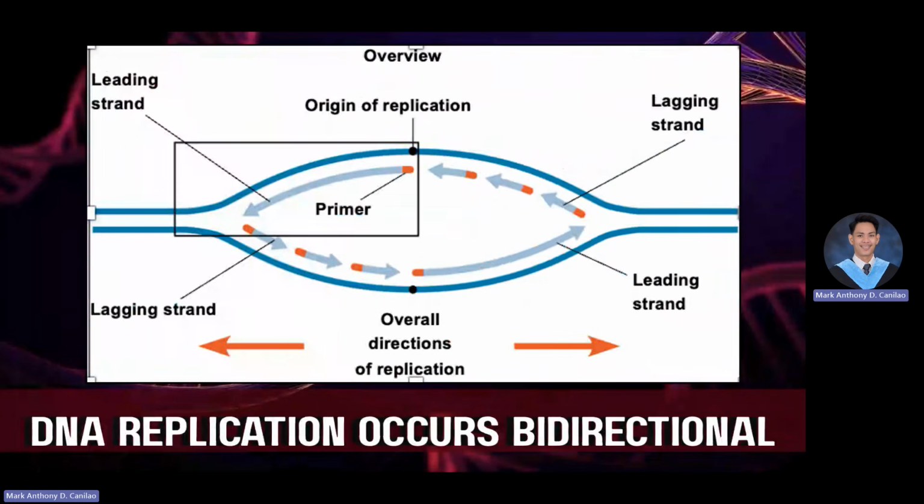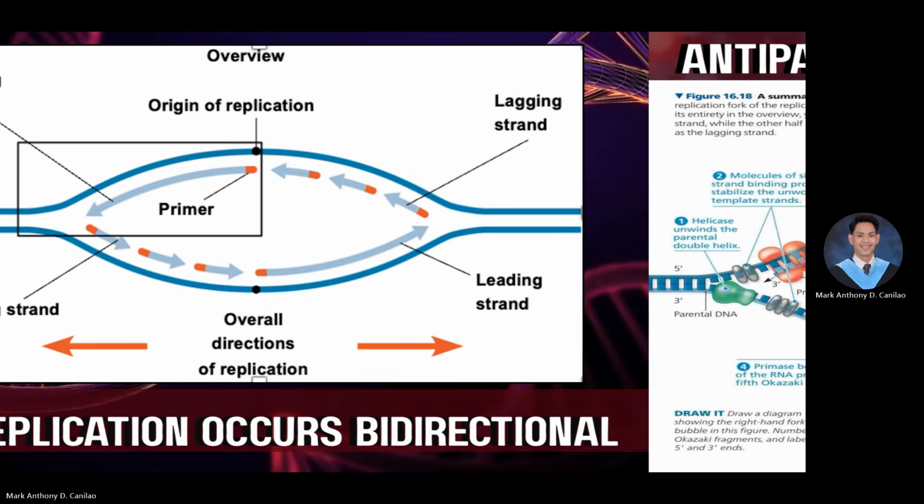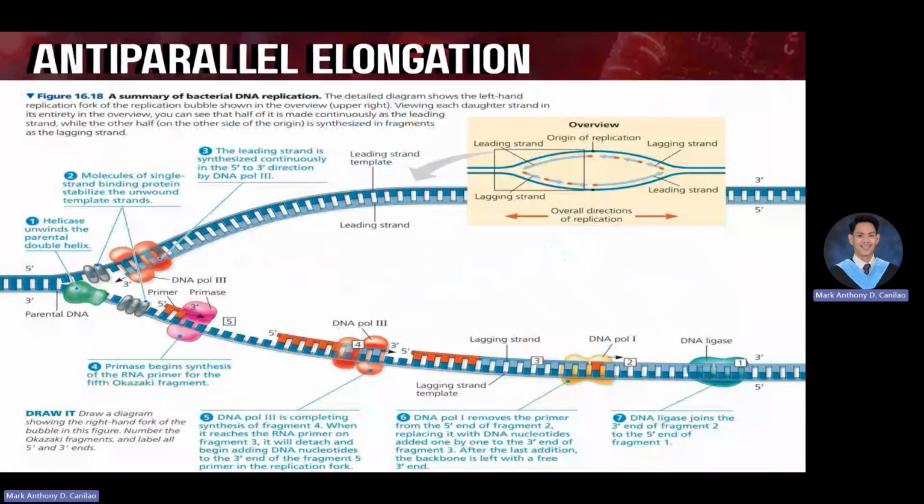So DNA replication occurs in a bidirectional process, meaning the leading strand and lagging strand move in opposite directions. Again, the leading strand moves towards the replication fork, while the lagging strand moves away from the replication fork. Okay? So this is said to be an anti-parallel elongation. We have discussed it on the previous slides earlier.